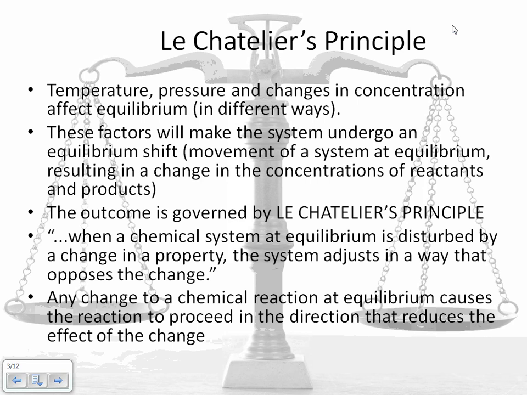What actually ends up happening, the outcome, is governed by Le Chatelier's Principle. So here's the definition of Le Chatelier's Principle. When a chemical system at equilibrium is disturbed by a change in a property, so one of the ones I mentioned up at the top, change in temperature, change in pressure, or change in concentration, the system will adjust in a way, and this is the key, that opposes the change. So we're going to do the opposite of whatever the change wants to do, and I'm going to show you what that means as we go through some examples. Any change to a chemical reaction at equilibrium causes the reaction to proceed in the direction that reduces the effect of the change.